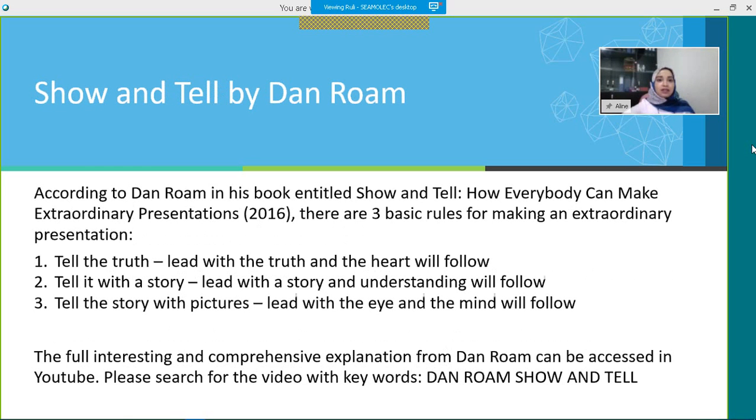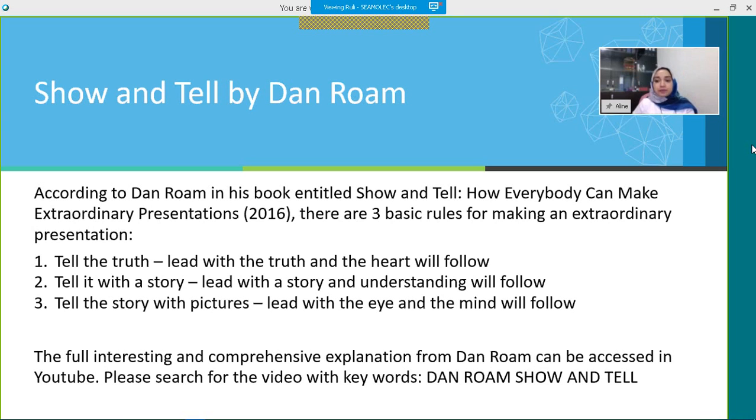Next, here I have also an explanation about an expert. His name is Dan Rome. He is an expert of show and tell. According to Dan Rome, show and tell is not only a technique for kids. It can also be an effective method for teenagers or grown-ups, to create a story. Usually for entrepreneurs, it is also good to create product knowledge and to market the products or services to a certain target market.